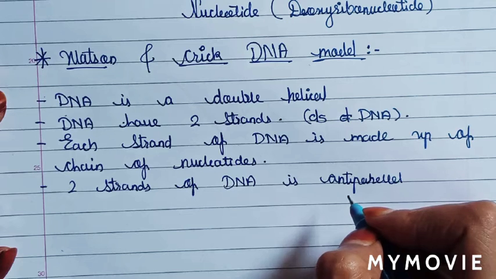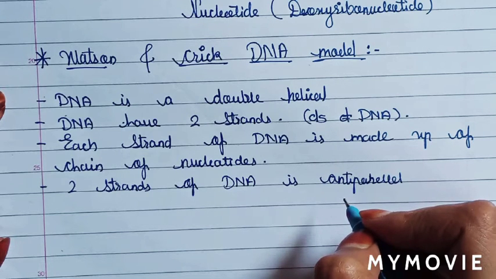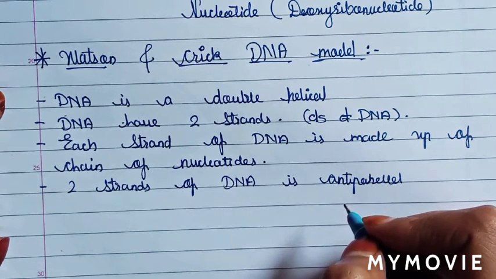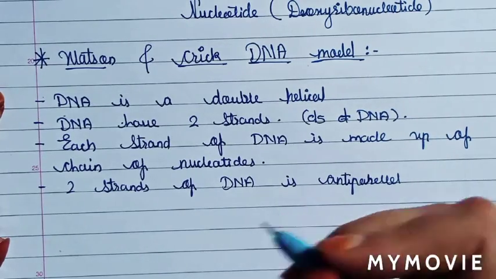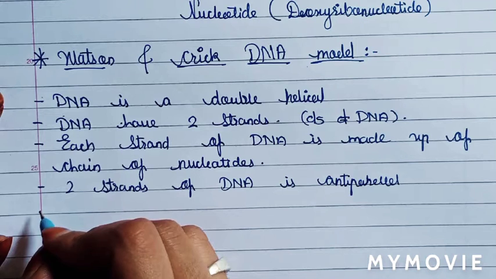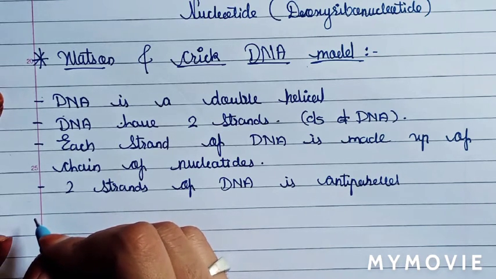Now you know that in DNA there is one purine and one pyrimidine. According to Chargaff's law, equal amounts of purines and pyrimidines are present in DNA. So we can say purines pair with pyrimidines, meaning adenine pairs with thymine and thymine pairs with adenine, vice versa. Cytosine pairs with guanine and guanine pairs with cytosine.